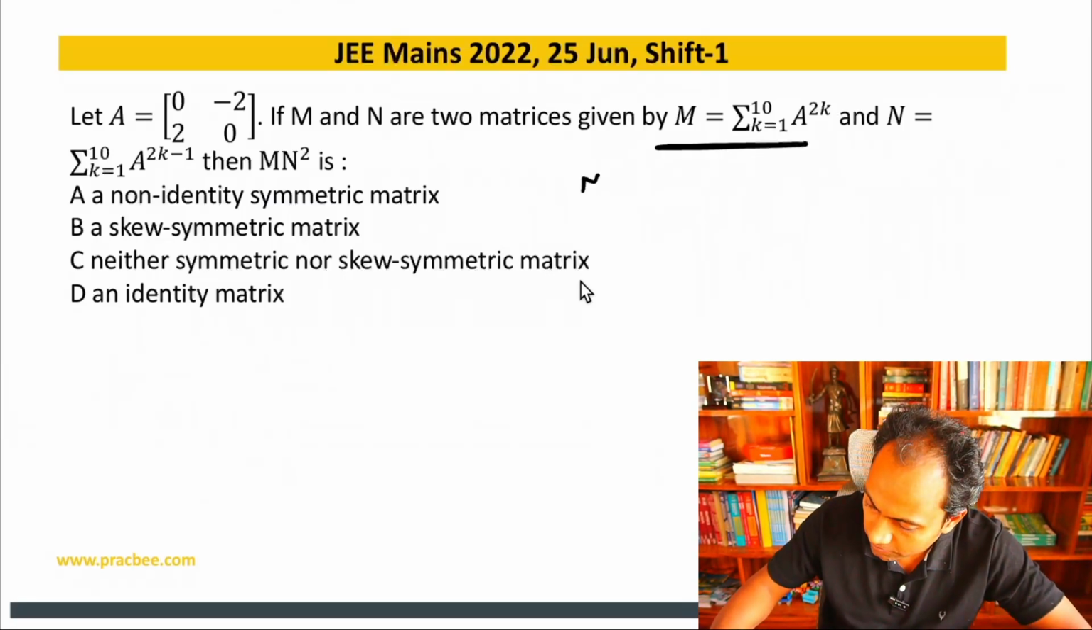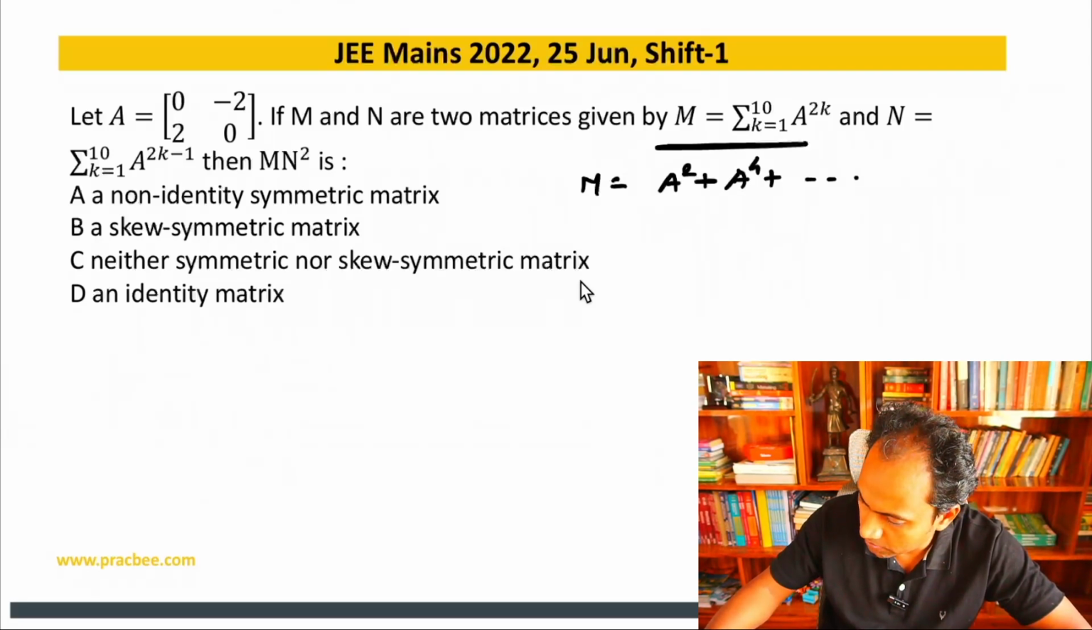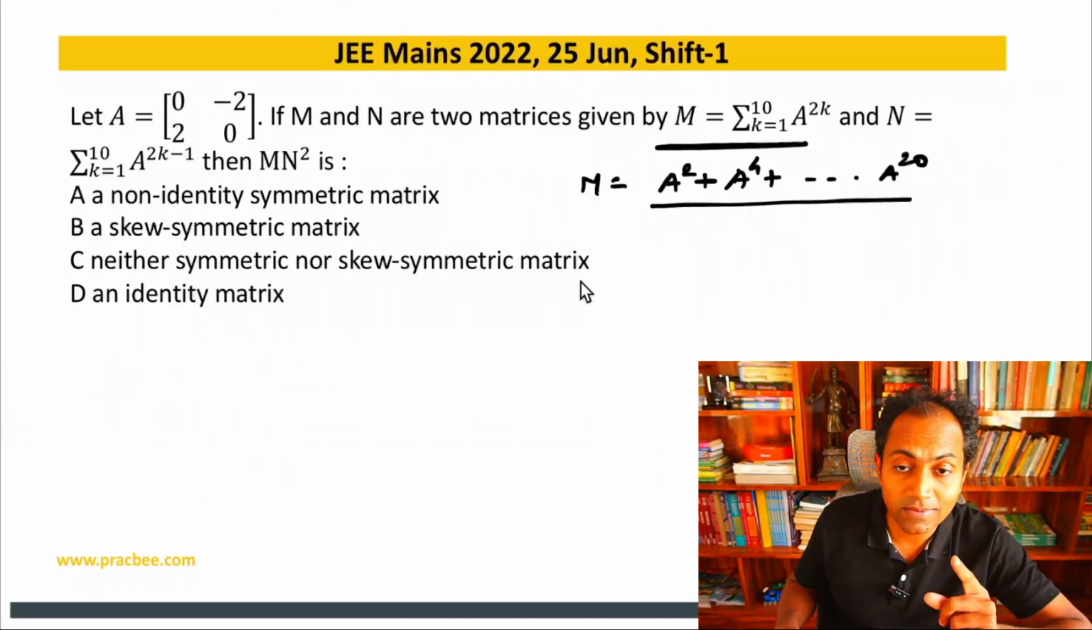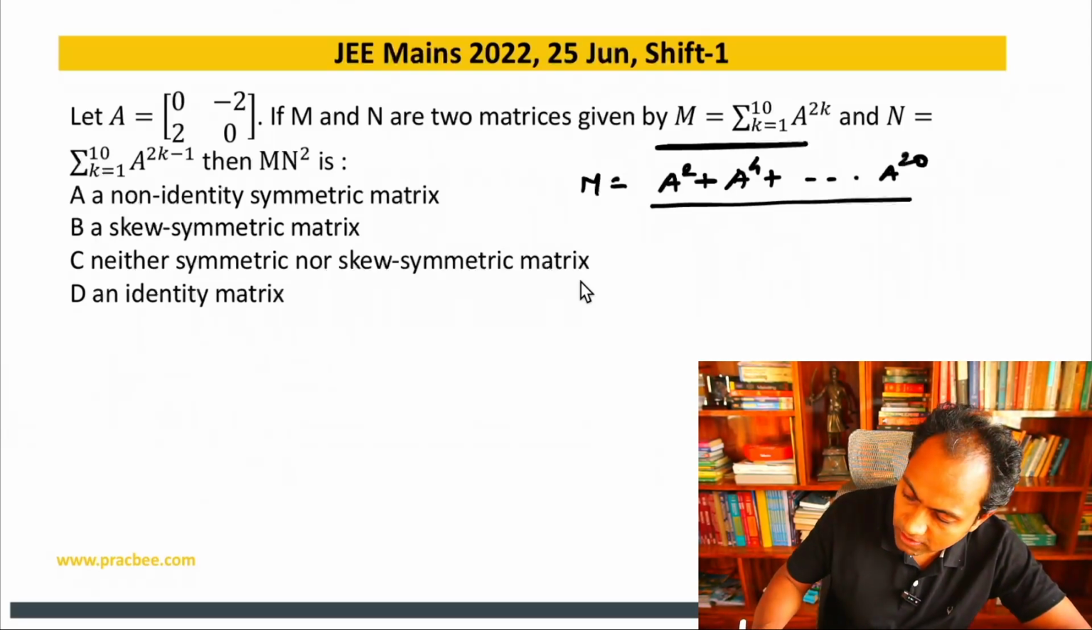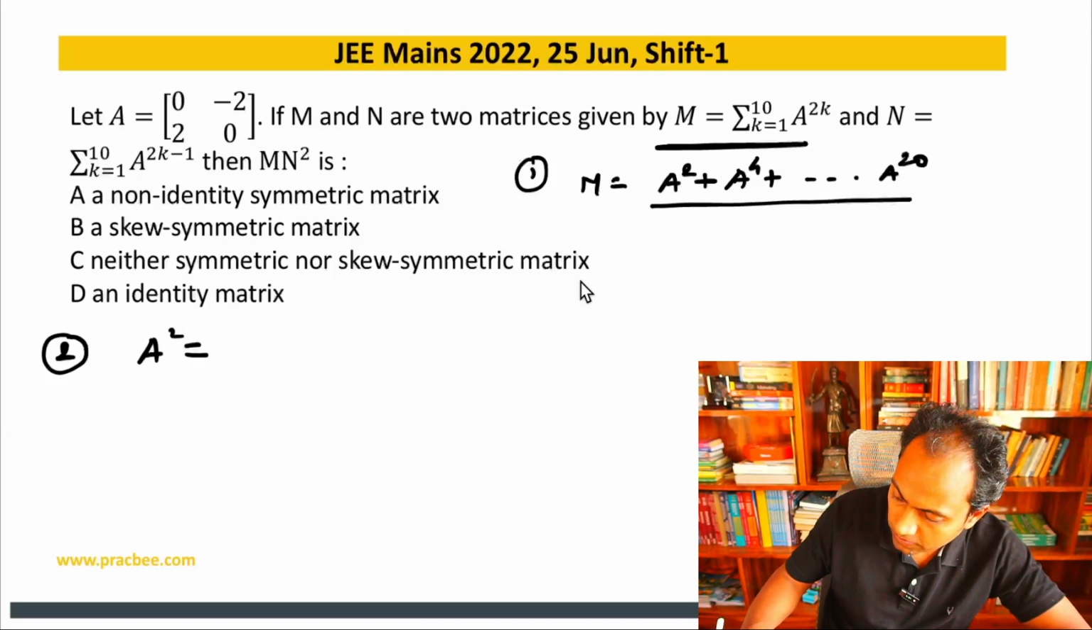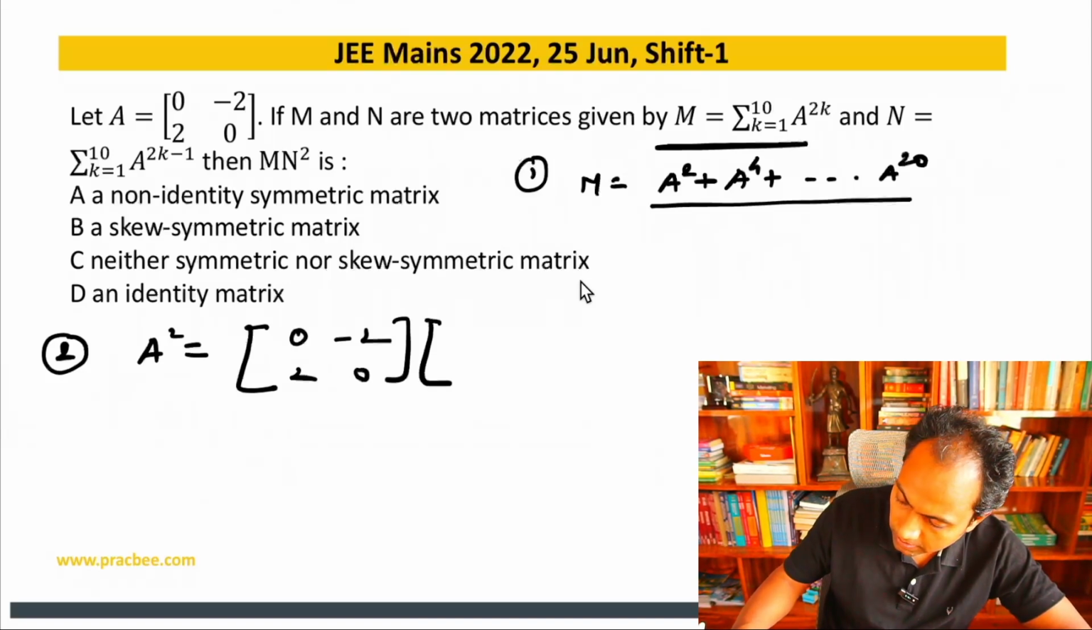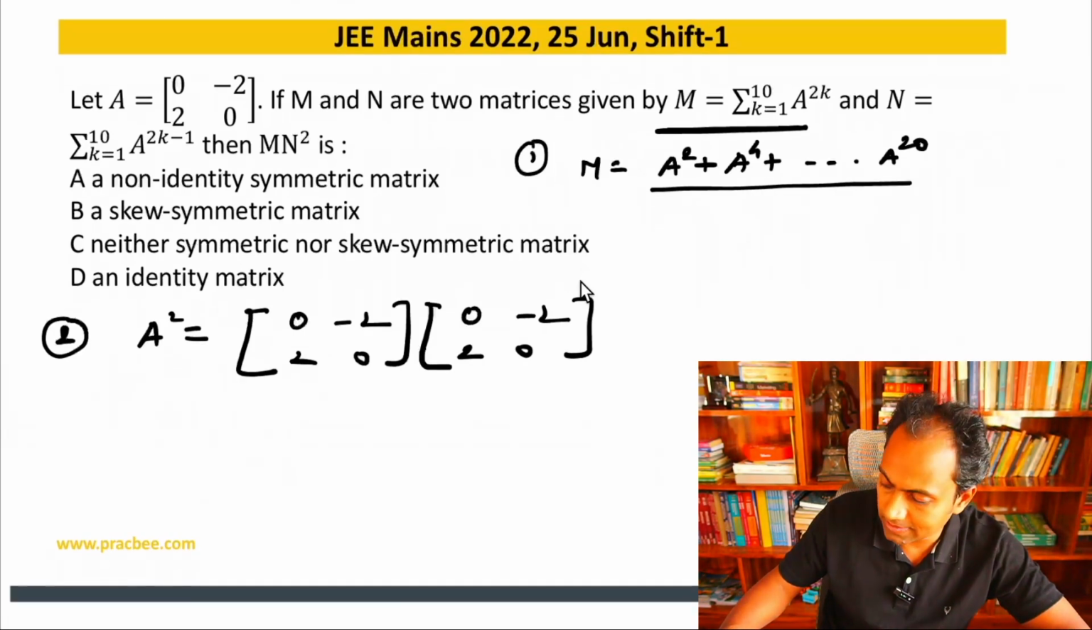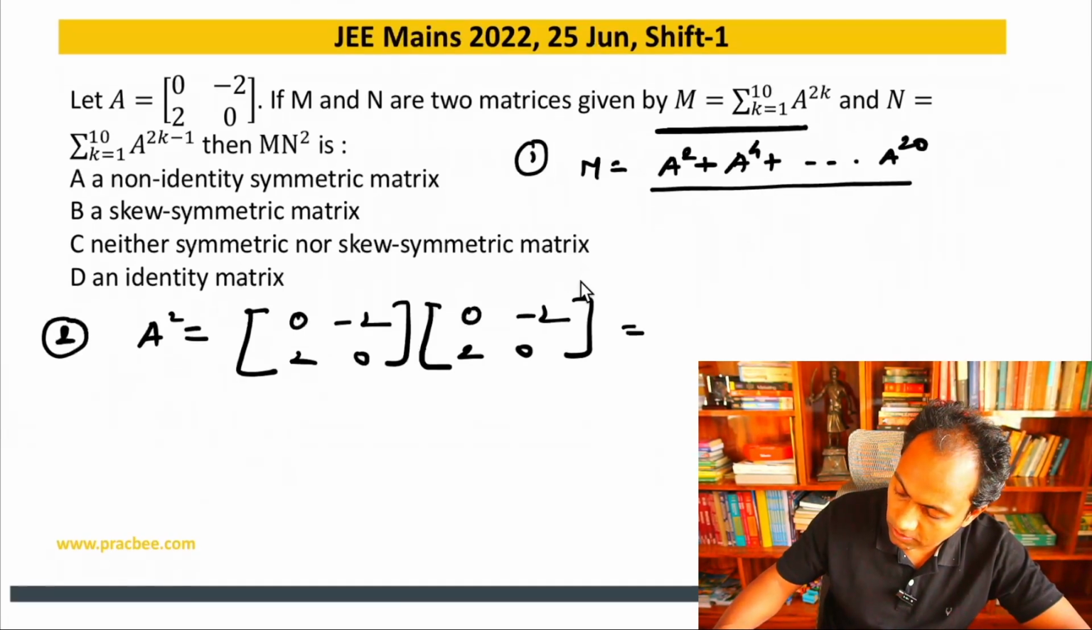If you write the value of m from here, it is nothing but A square, A raised to the power 4, and it will go till A raised to the power 20. Now what is so unique about this series is the value of A square. So if I figure out the value of A square, this is 0, minus 2, 2, 0. And if I multiply 0, minus 2, 2, 0, let us see what happens. As a result, we are able to generate something very unique. This comes out to be nothing but minus 4. Next term will become 0.